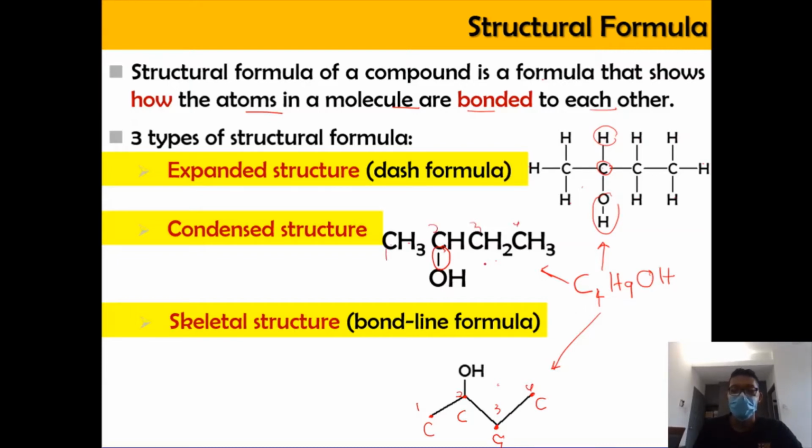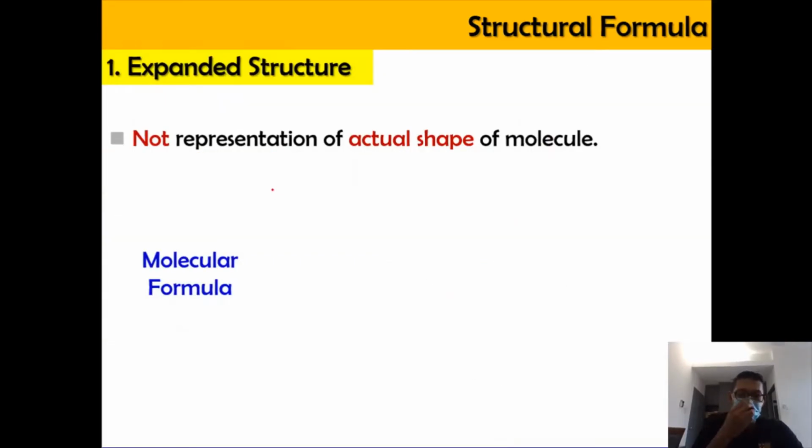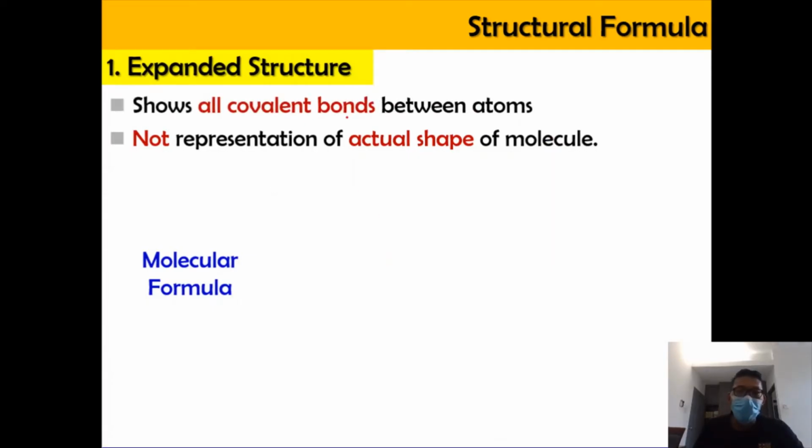Let us learn more about how to draw the expanded structure. The expanded structure shows all covalent bonds between atoms, however, it is not a representation of the actual shape of the molecule. In the expanded structure, we will always draw the 4 carbons laid out in a 90 degrees shape. As you have learned in the previous semester, the molecule is not supposed to have this shape, but in the expanded structure, we will just follow it this way.